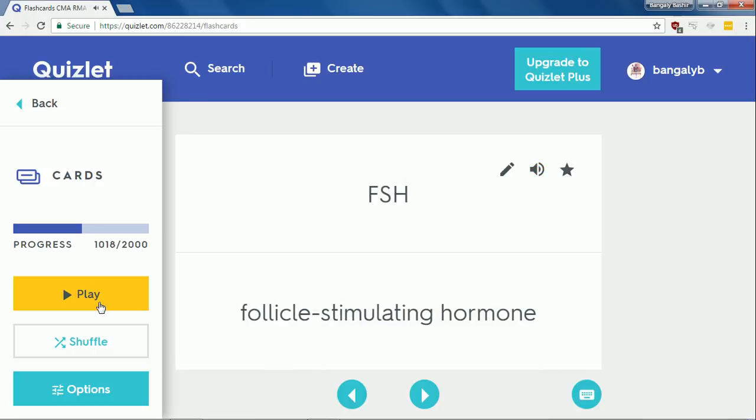FSH. Follicle stimulating hormone. PSA. Prostate specific antigen. RPR. Rapid plasma reagin. ACD. Acid citrate dextrose. SPS. Sodium polyanethol sulfonate.